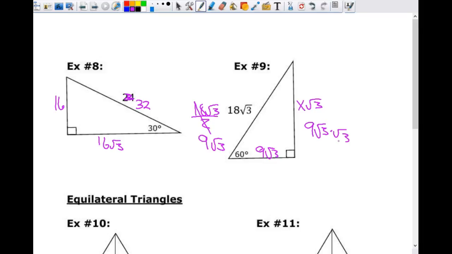Since these are both radicals, we can combine them. 9 times the square root of 9. I keep messing this up. 9 times, square root of 9 is 3, so this is going to be 27.